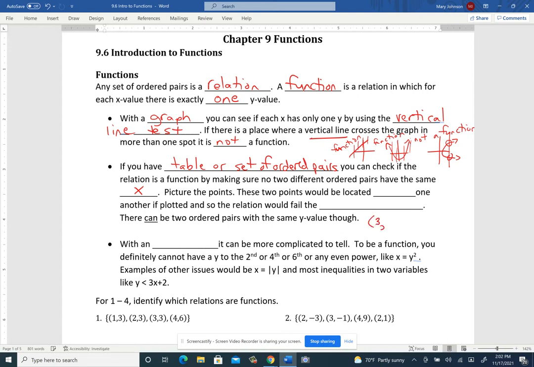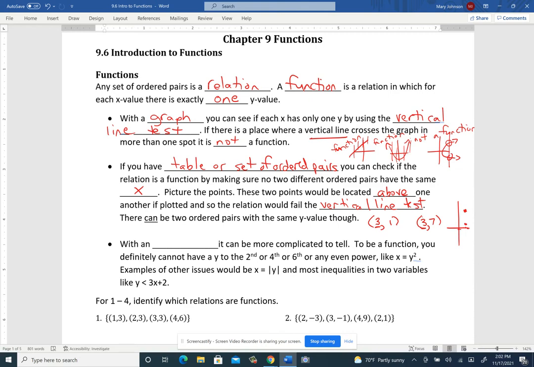So if you had an ordered pair among the set that was like (3, 1), and then somewhere else you had the ordered pair (3, 7). If the x's are the same, picture what's going on. If you plotted those points, (3, 1) and (3, 7), they would line up above one another. They would be located above one another if they were plotted, and so the relation would fail the vertical line test. So even when I'm given a table or a set of ordered pairs, I still think about how they would look if I were to graph them, and I just think about the vertical line test to decide whether I've got a function or not.